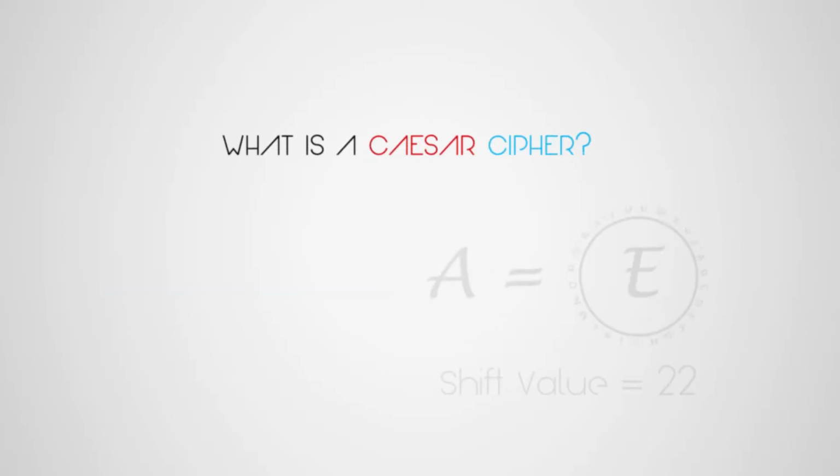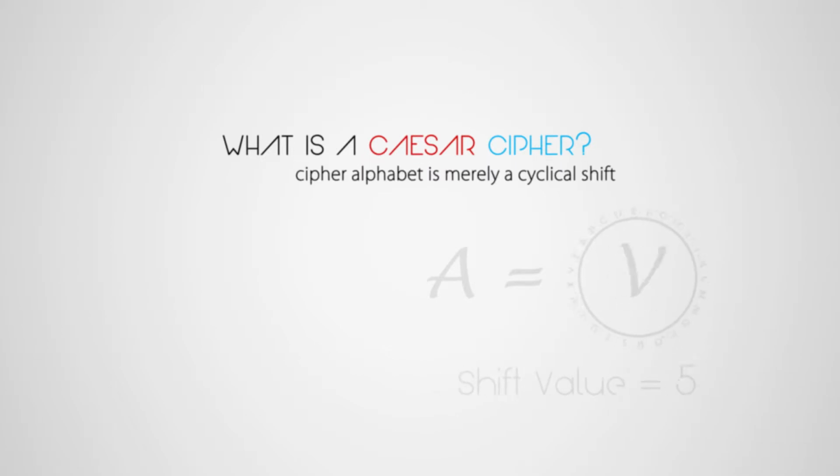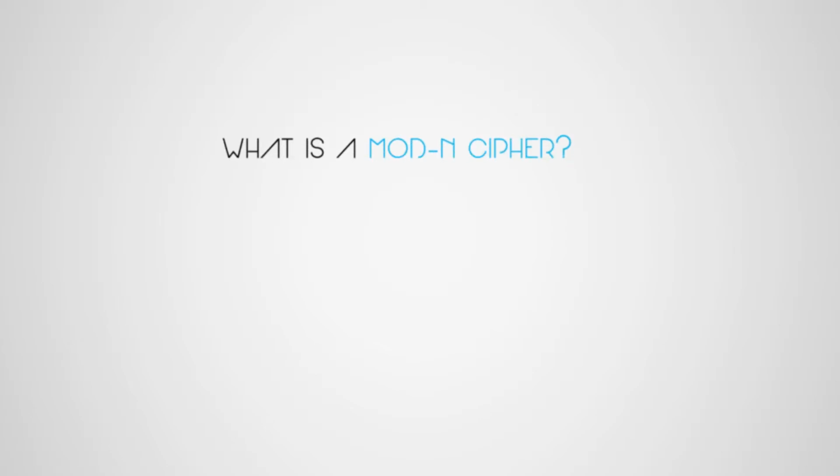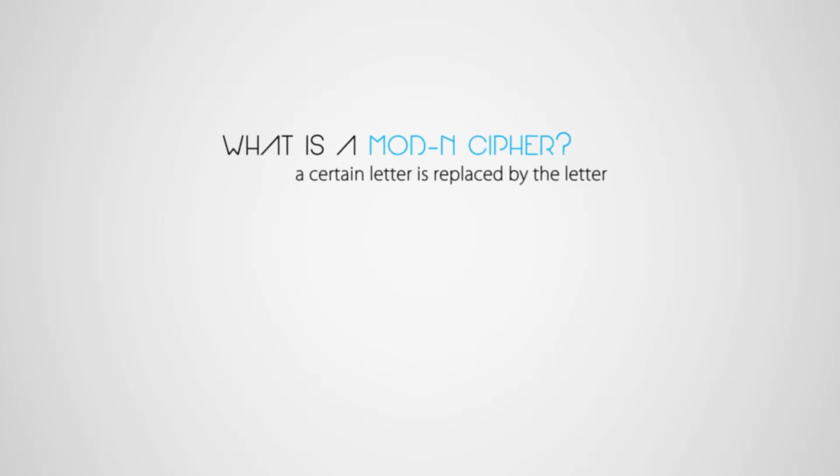Substitution cipher dates back to the time of Julius Caesar, where the cipher alphabet was merely a cyclical shift of the plain text alphabet. In mathematics, modular arithmetic is a system of arithmetic for integers, where numbers wrap around upon reaching a certain value called the modulus. Mod N is a type of a substitution cipher, in which a certain letter is replaced by the letter exactly n letters after it. An example would be rotate 13 cipher, which has a shift value of 13.